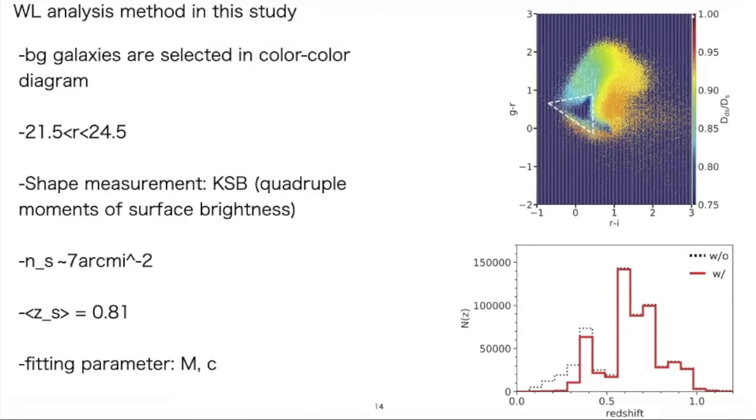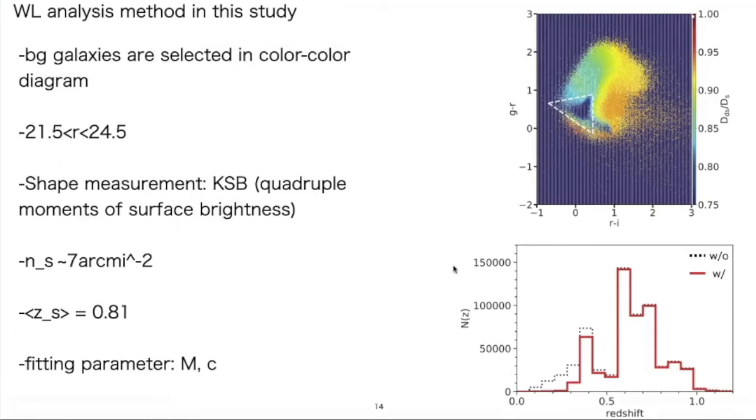I haven't introduced shape measurement methods, but there are many of them. We just use one of these methods, which is called KSB. We use this, and the number density of the background galaxies becomes about 7 per square arc minute. Oh, sorry, this is a typo. Arc minutes squared. And the mean redshift of the background galaxies is 0.8.